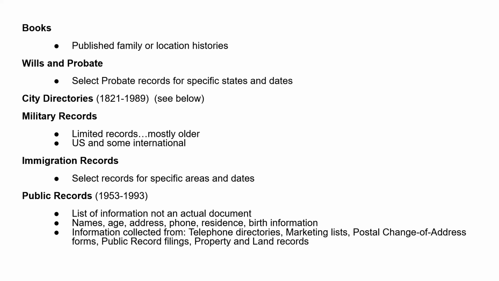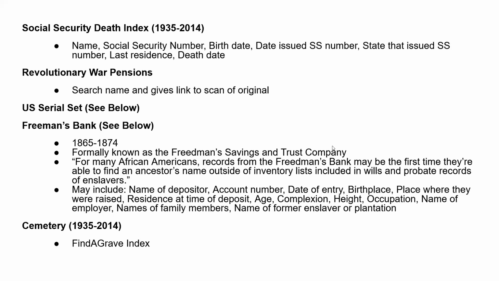Immigration records are limited for specific areas. So if they immigrated to a small place, there may not be records as opposed to like a larger Ellis Island type situation. And the public records are only for about 40 years. And those came from, as you can see, they were collected from different locations and public information. Social Security Death Index only goes back to 35 and only goes up to 2014. But it does give you some good information.